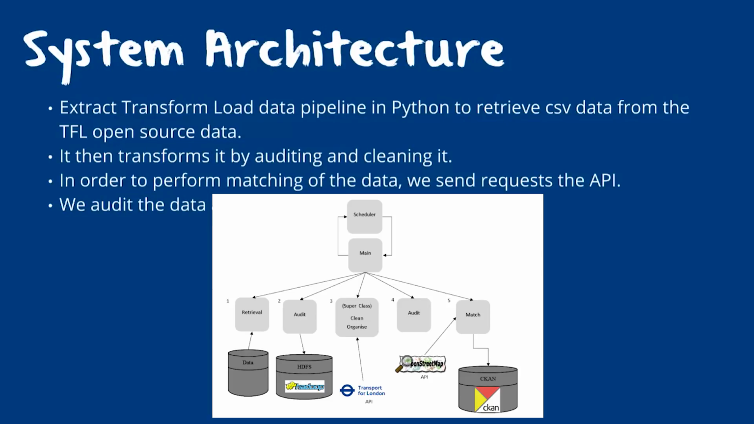In order to perform matching of the data, we send requests to the TfL Unified API to get the attributes of longitude and latitude, and to the OpenStreetMap Nominatim API for the node ID, which is the identity of each point on the map. We then audit the data again to make sure there isn't any blank or invalid data.